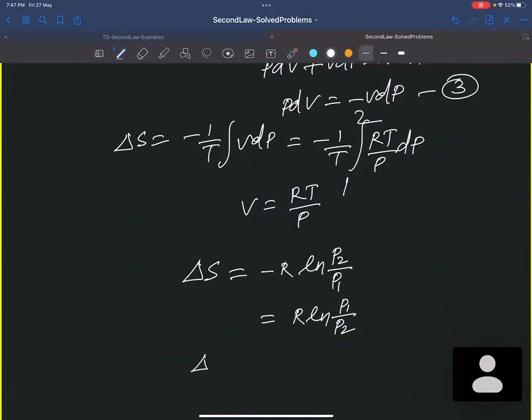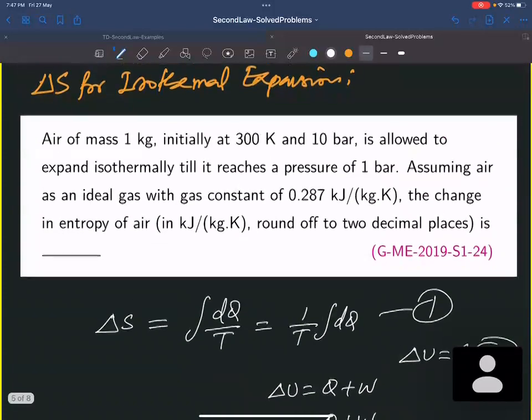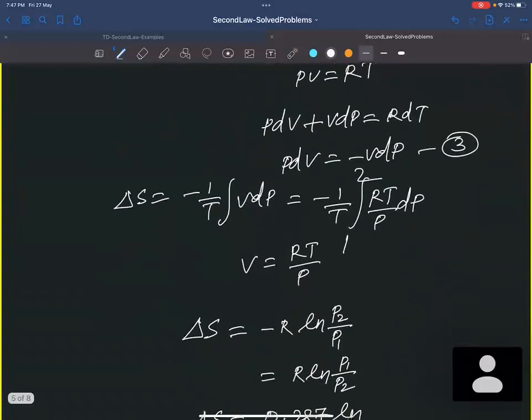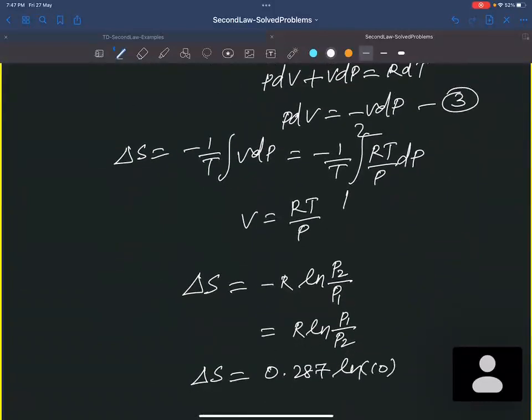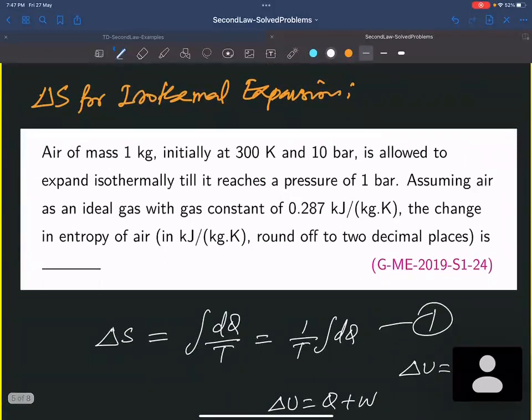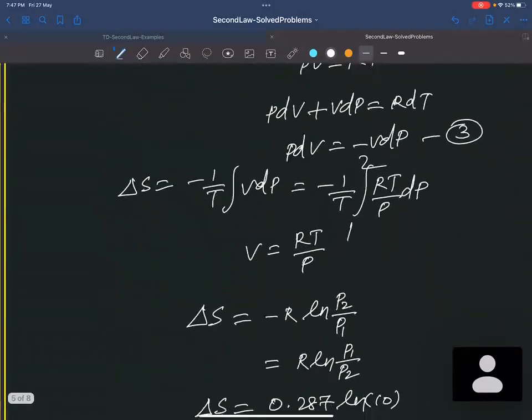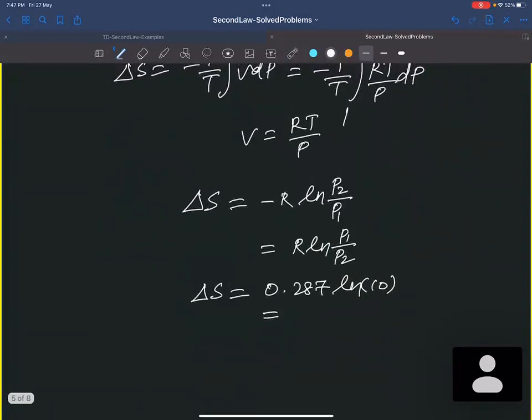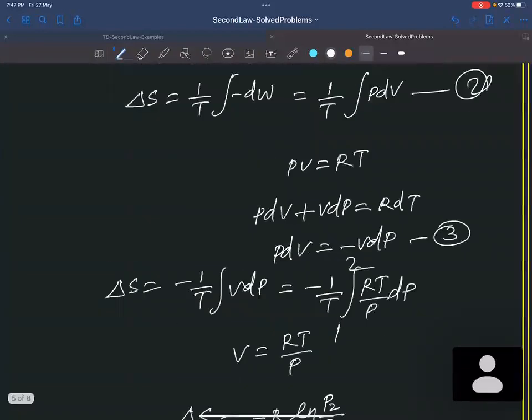So what is available? R is given as 0.287, and P1 is 10 bar and P2 is 1 bar. So R ln 10. What answer are you getting? Try and tell me. Let us check. We are supposed to give the answer rounded to 2 decimal places. Can someone work it out? 0.287 into ln of 10. 0.66, sir. 0.66. Correct.